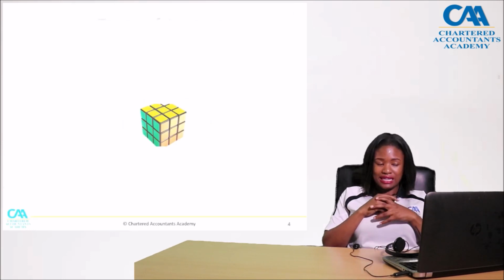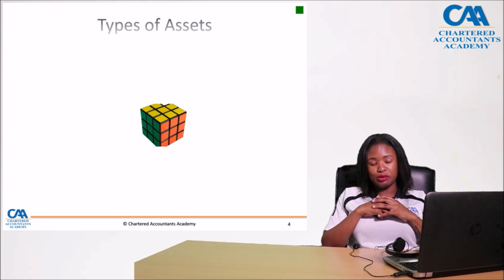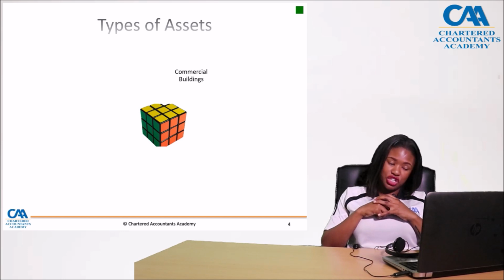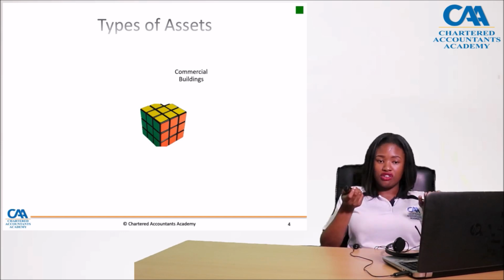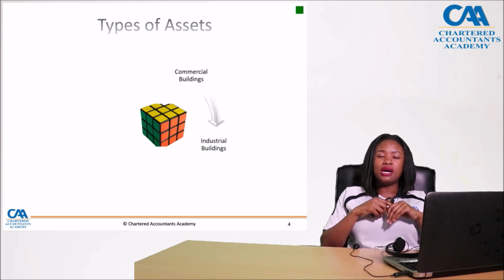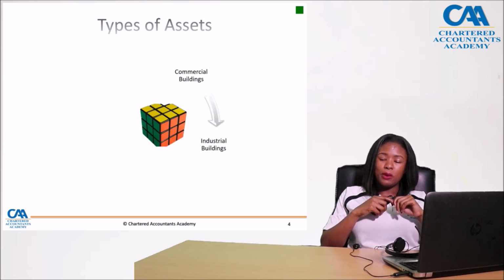So let's look at the types of assets that are there. So we have commercial buildings. Commercial buildings are those which are used 90% for the purposes of trade, or less than 10% for residential purposes. For example, your offices qualify as commercial buildings. We also have industrial buildings. Industrial buildings are those which are mainly used for manufacturing and industry research, and most likely they're like your factories and your plants.